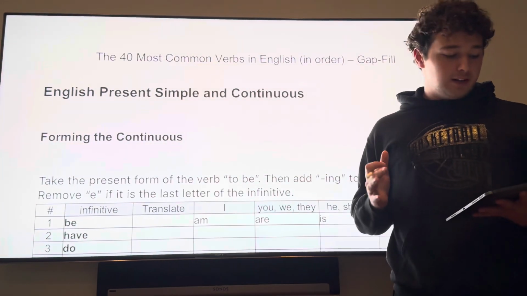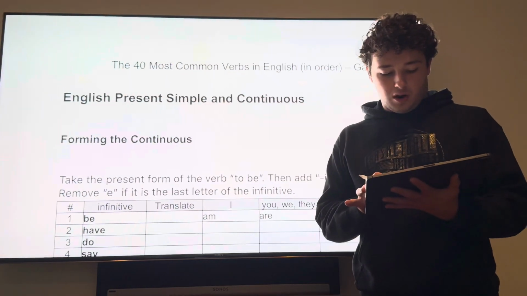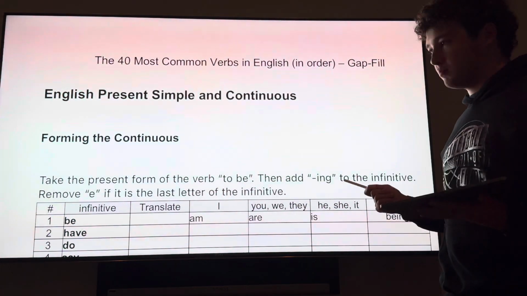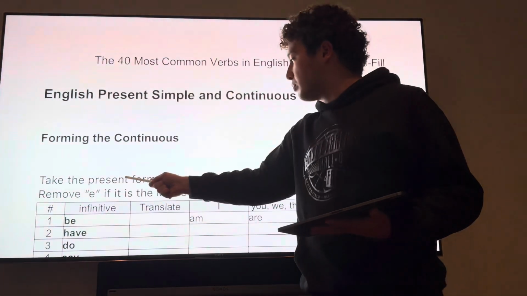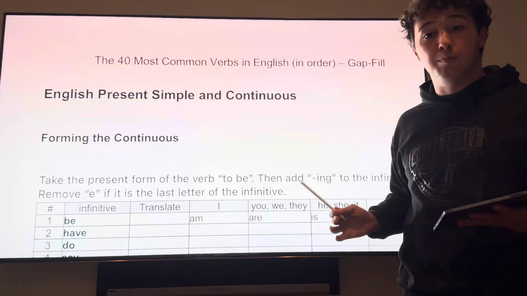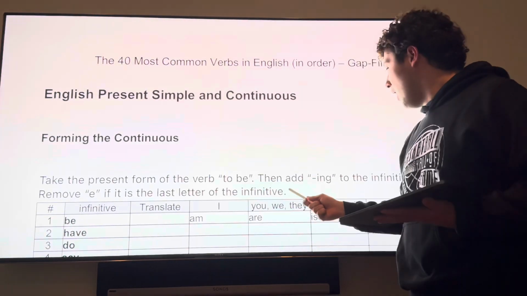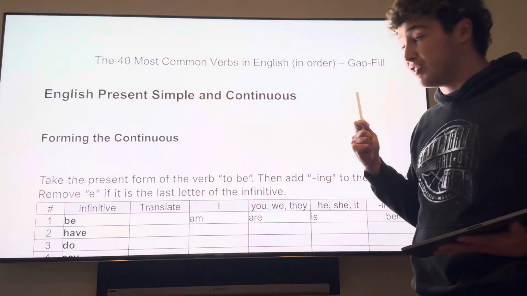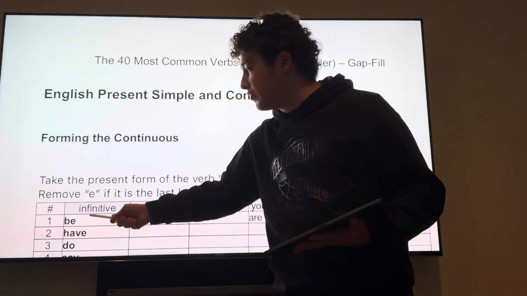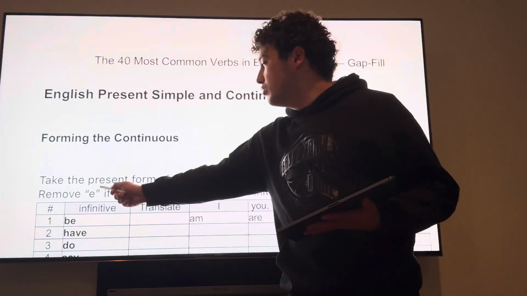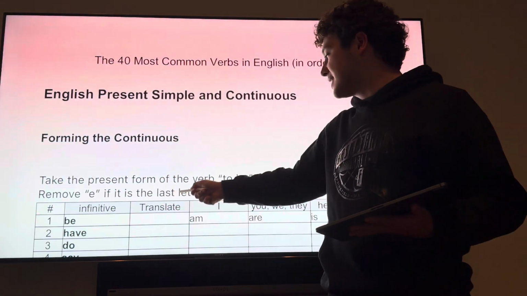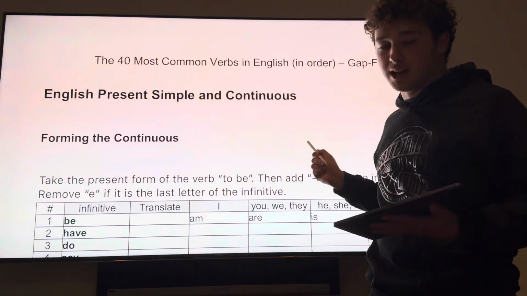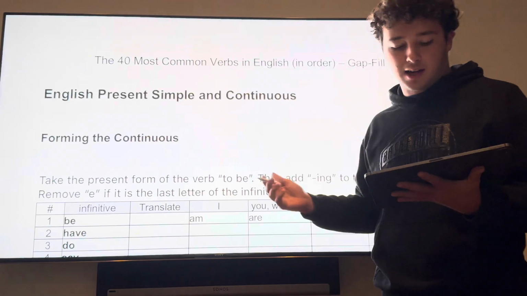Now, forming the continuous tense is really not too hard. The directions are listed out pretty easily here. Take the present form of the verb to be, which we learned in the last video, then add ing to the infinitive. The infinitive is the original verb. And remove the letter E if it is the last letter of the infinitive before ing. So let's just look at that together.